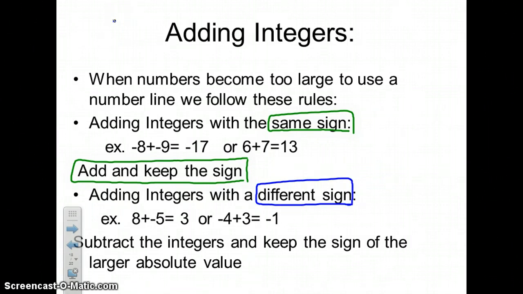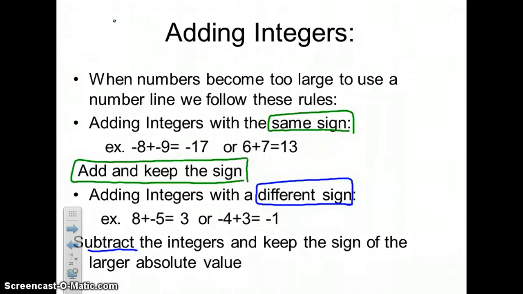With adding integers with different signs, you are going to subtract the numbers. You have some good and some bad. You have some earning money and some spending money. So you need the difference there, which is subtraction. You're going to subtract the integers, and you're going to keep the sign of the larger absolute value.